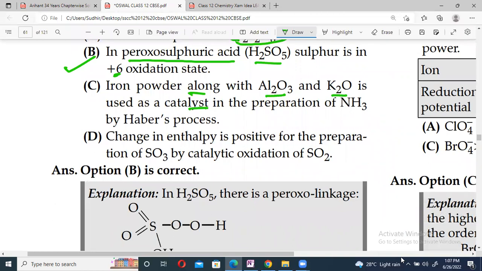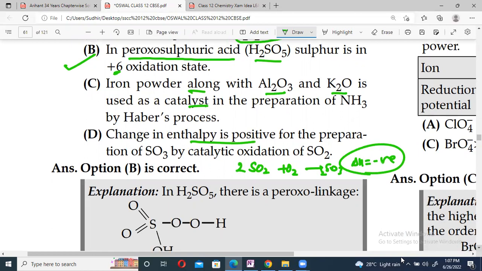And D, change in enthalpy is positive for the preparation of SO3 by catalytic oxidation of SO2. No, beta, here, because it is an exothermic process, you know. When SO2 combines with O2 to give 2 moles of SO3, your delta H value is negative. It is exothermic, but this is positive. It is wrong. So option B is correct here.